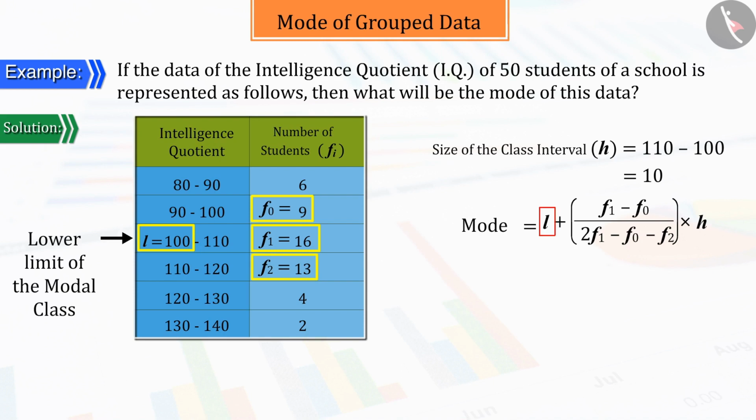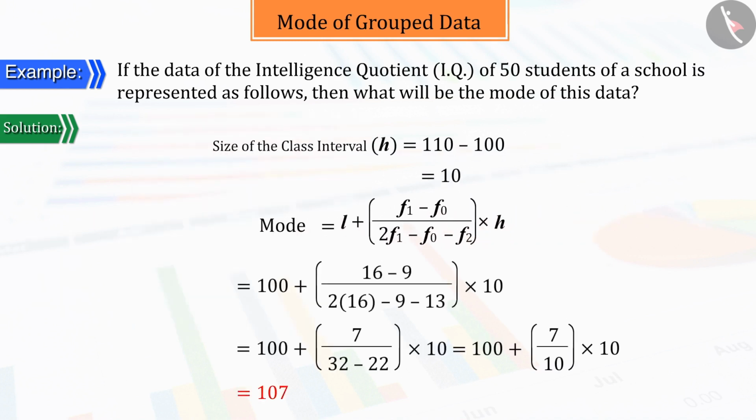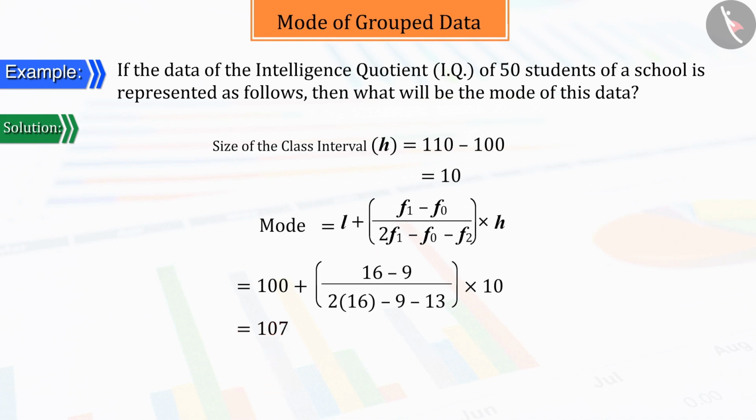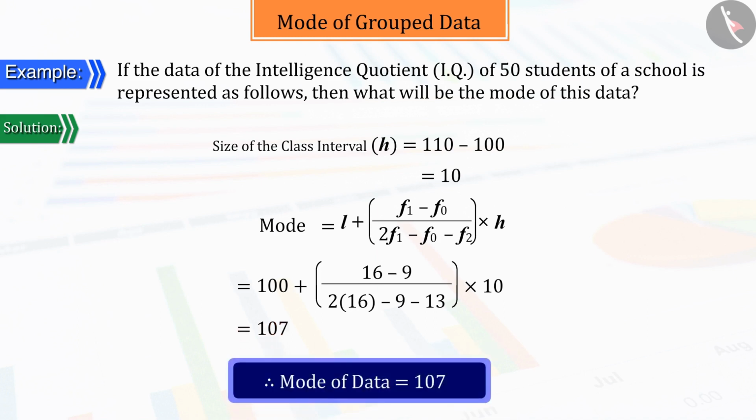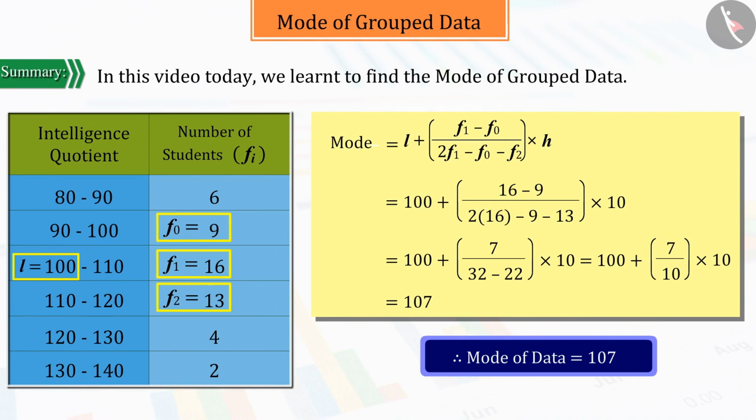So, substituting the measurement of all the obtained L, F0, F1, F2 and H in the mode formula and on solving it, the value of mode is obtained 107. Therefore, we can say that the mode of the given data is 107. In this video today, we learned to find the mode of grouped data. In the next video, we will see interesting examples based on this.